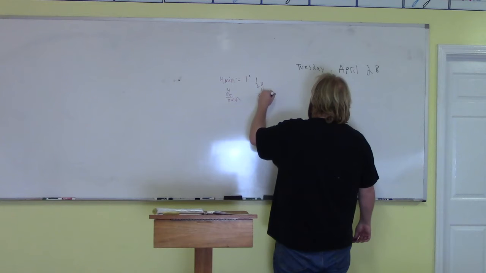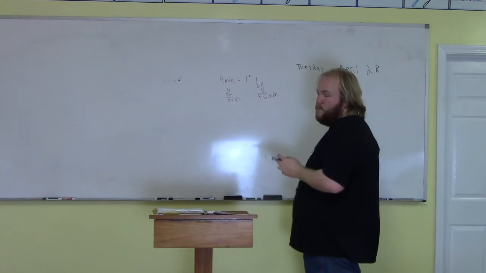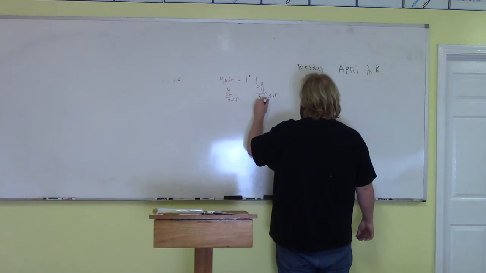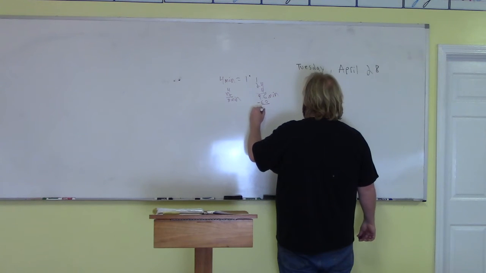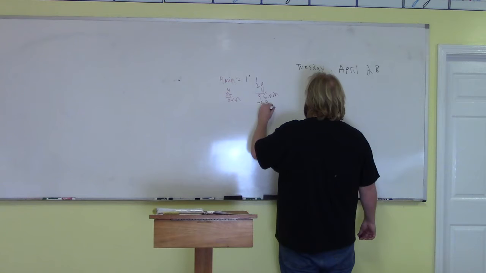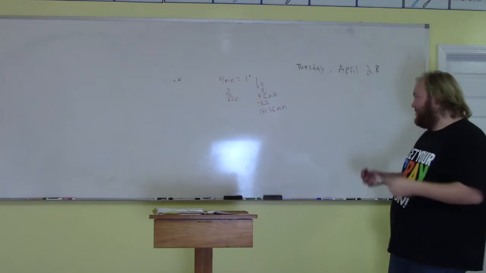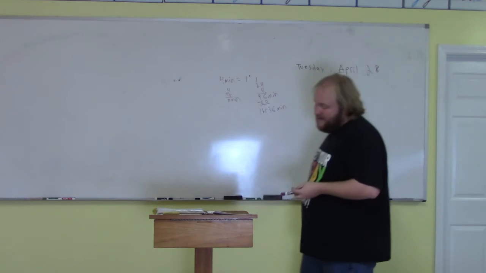96 minutes. But we want to convert this to proper form. So I wouldn't say 96 minutes. I would say subtract 60 for an hour and 36 minutes. Because remember, how many minutes are in an hour? 60. That's right. All right, so that's how you do those.